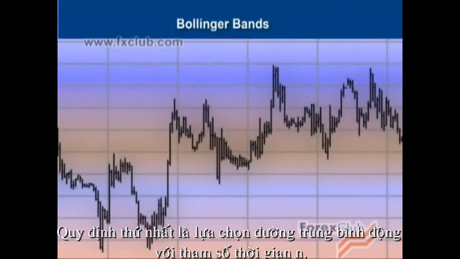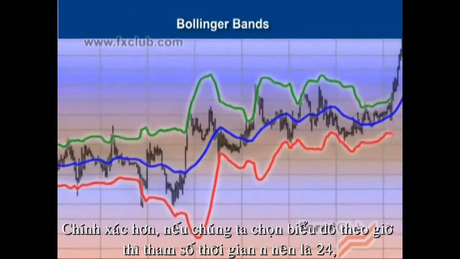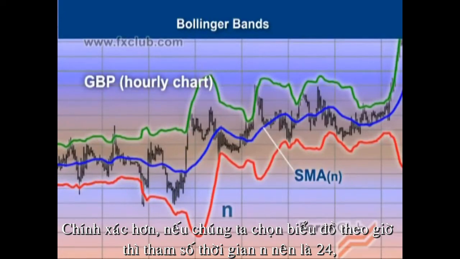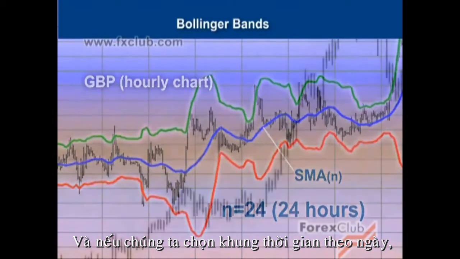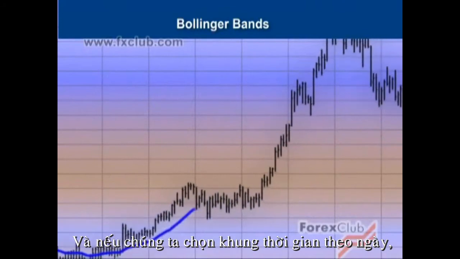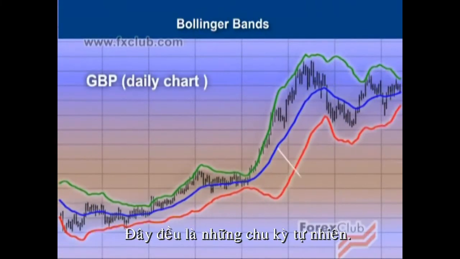The first rule is to select a moving average with a time parameter n. To be more precise, if we're working with hourly charts, then n should equal 24. That's 24 hours. And if we're working in a daily time frame, then we'll take n to equal 22. That's a month. These are the natural cycles.